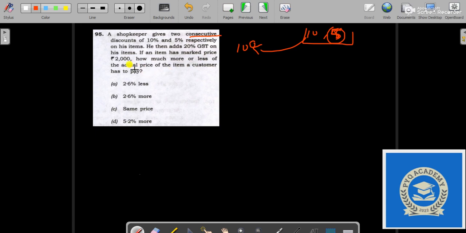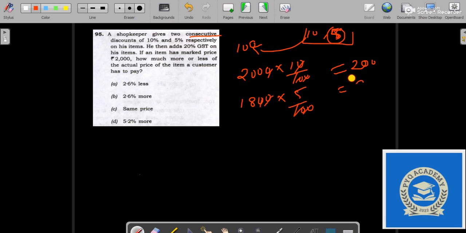Now try to find this. The MRP is given as 2000. The shopkeeper will give 10%. Calculating 10%, we get 200. 200 is the discount, so now he is left with 1800. Again he will give 5% discount. Calculating 5%, it is 90. Now he will be left with 1710.